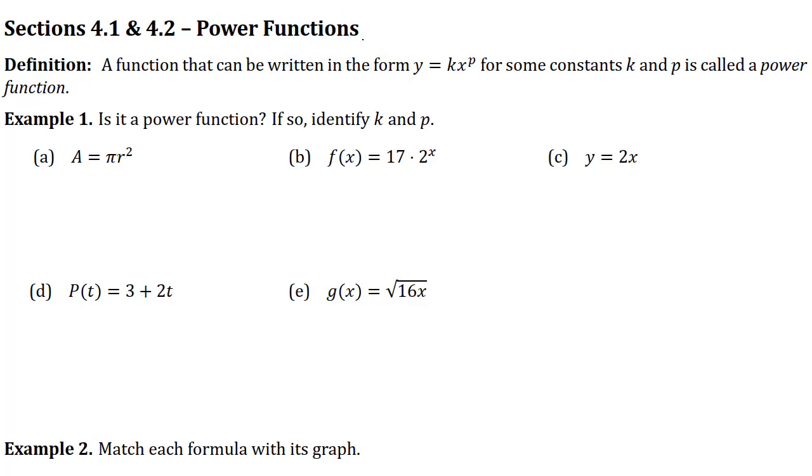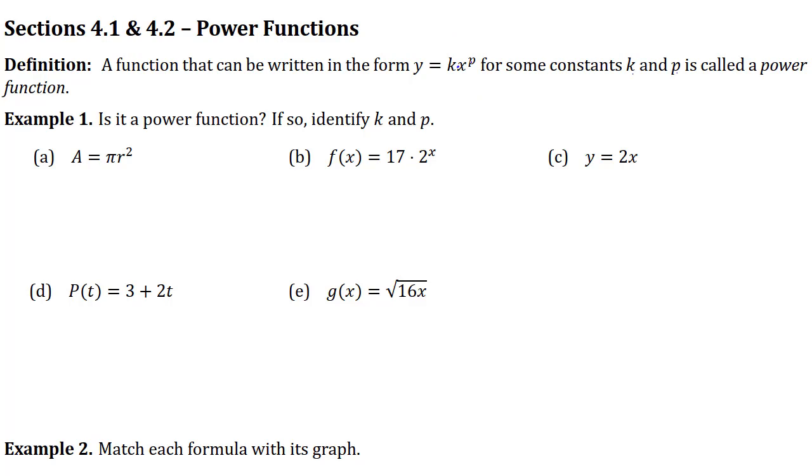So what is a power function? A power function is a function that can be written in this form: y equals k times x to the p, where k and p are constants. So that means that the y and the x are the variables here. And some things to notice about this is k is multiplied out in front, and x is the base of the exponent. p is the exponent itself. So if the base of the exponent is the variable, and then there's some number as the exponent itself, then it's a power function.